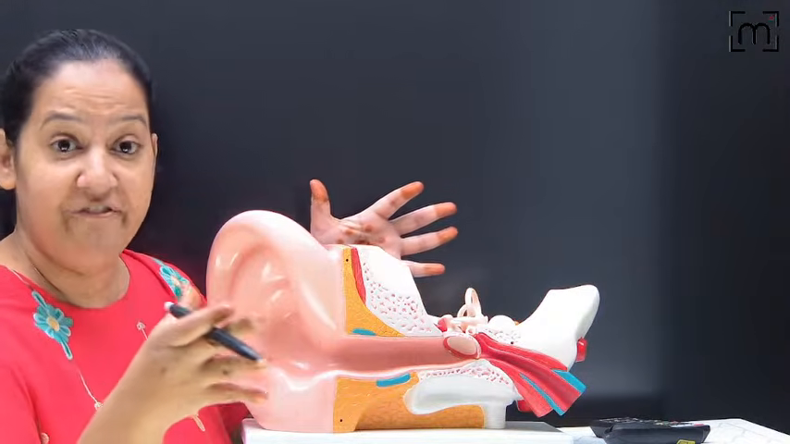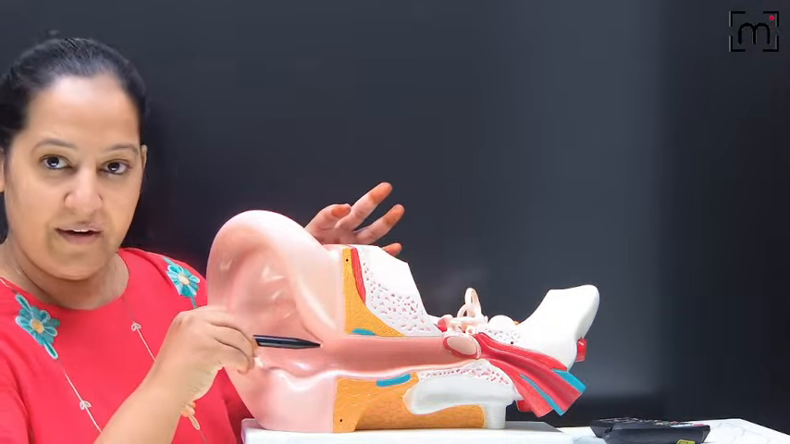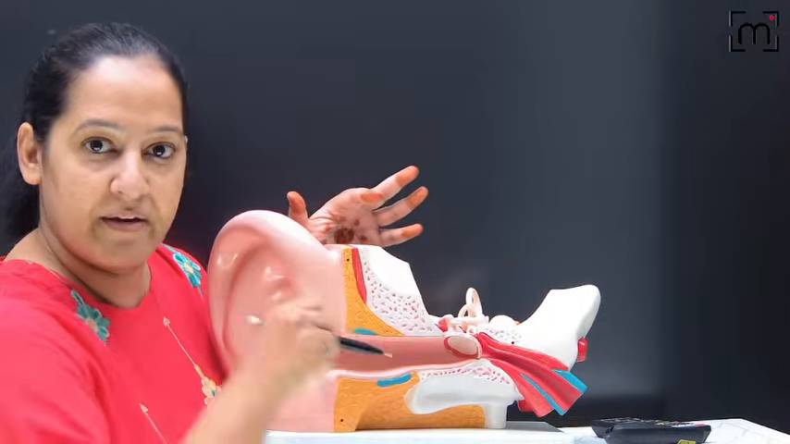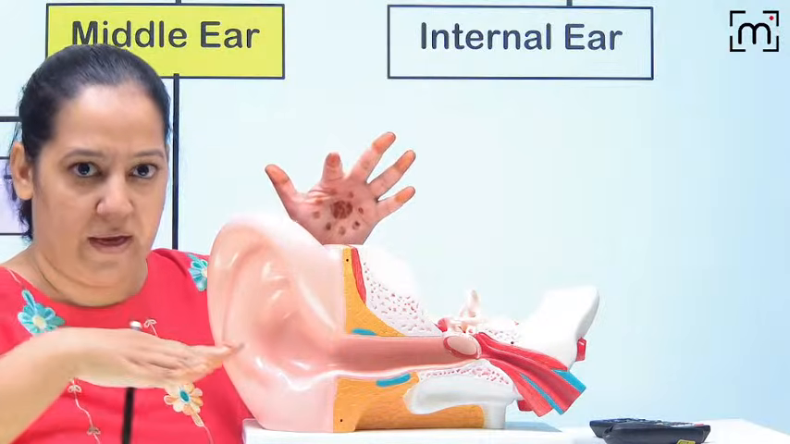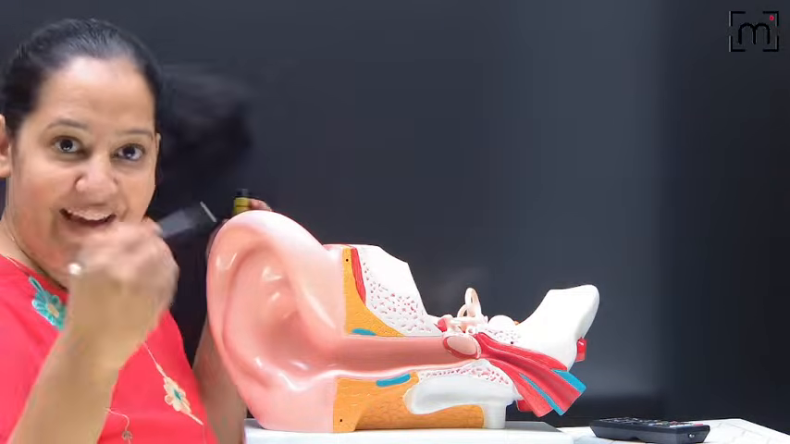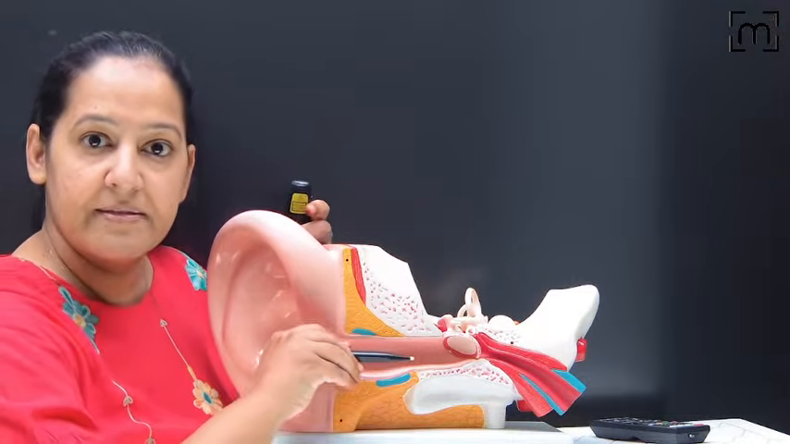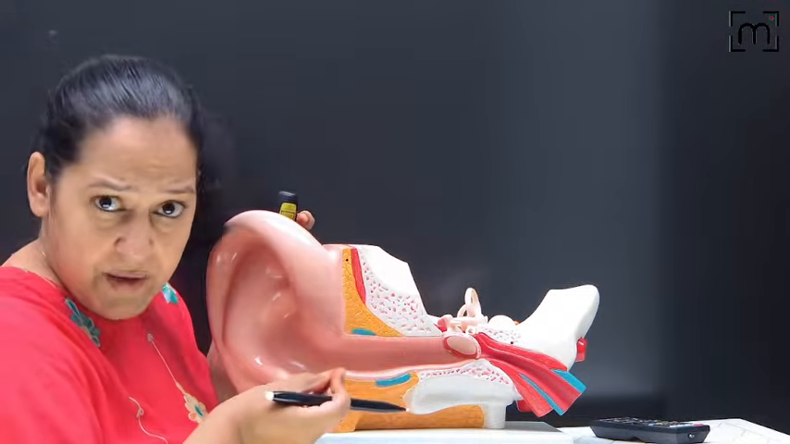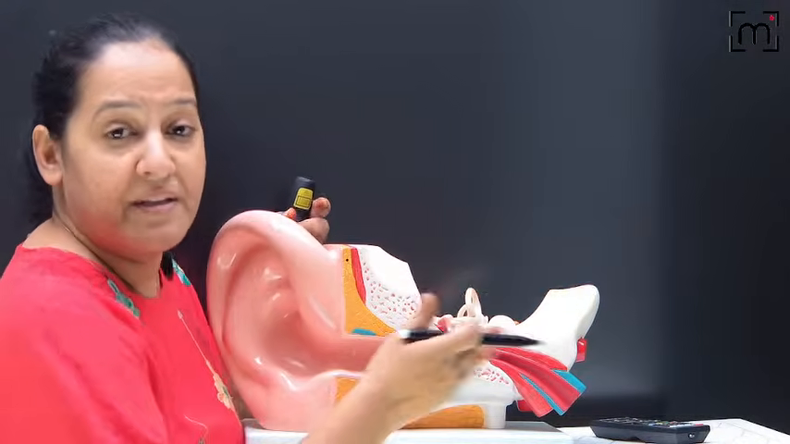Suppose it is air, wind. So wind will go from here, and it will compress the tympanic membrane. Suppose air is coming, so it's going inside like this. It will hit the tympanic membrane over here. So the tympanic membrane can rupture because of the pressure.